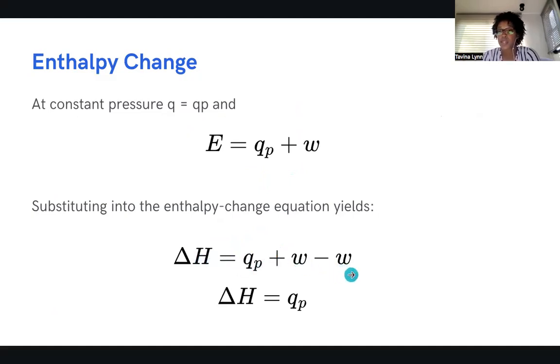And we've also substituted pressure times the change in volume as equal to work. Recall that from our ideal gas law, so go back and review that if it is not clear why work is equal to pressure times the change in volume. When we substitute this energy term into our enthalpy change equation, we end up with this equation here. Our work cancels out and we're left with our enthalpy change equal to our heat flow at constant pressure.